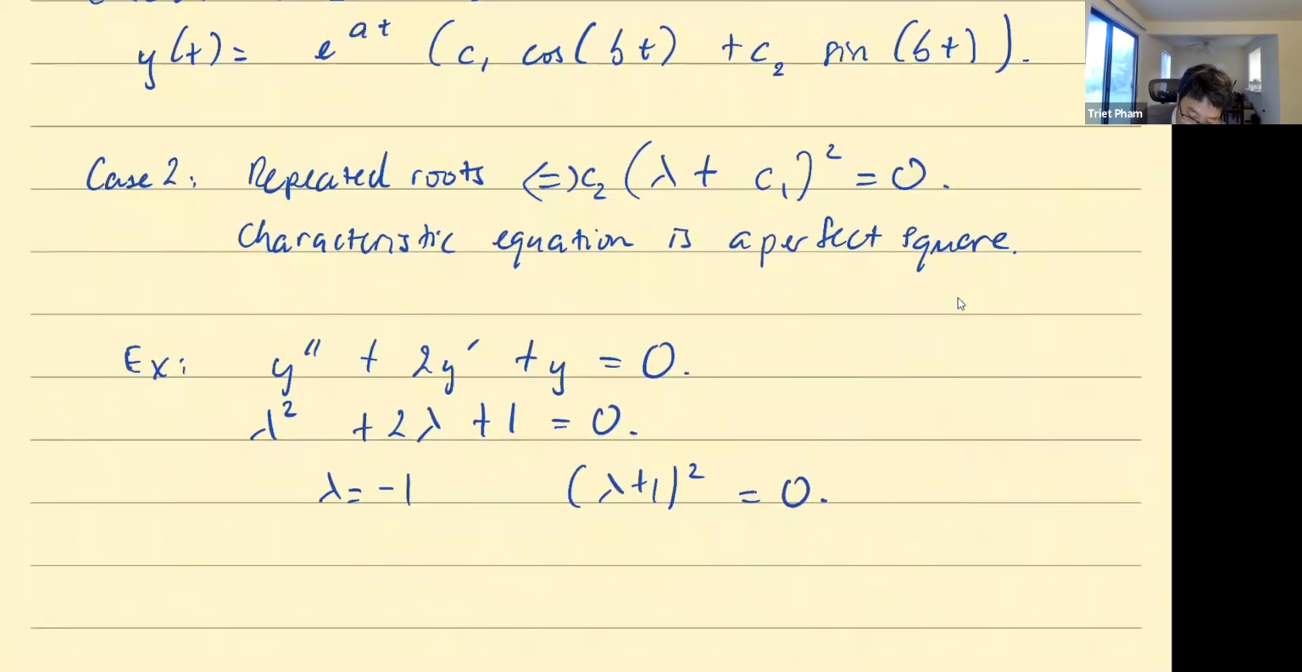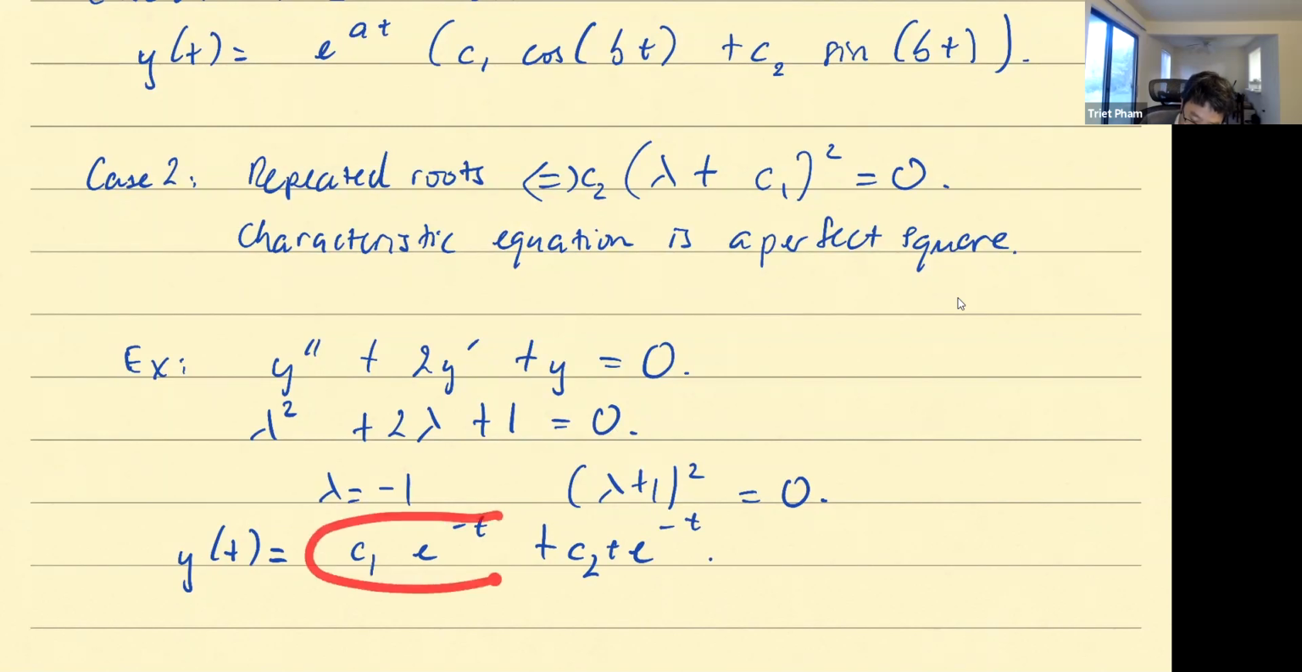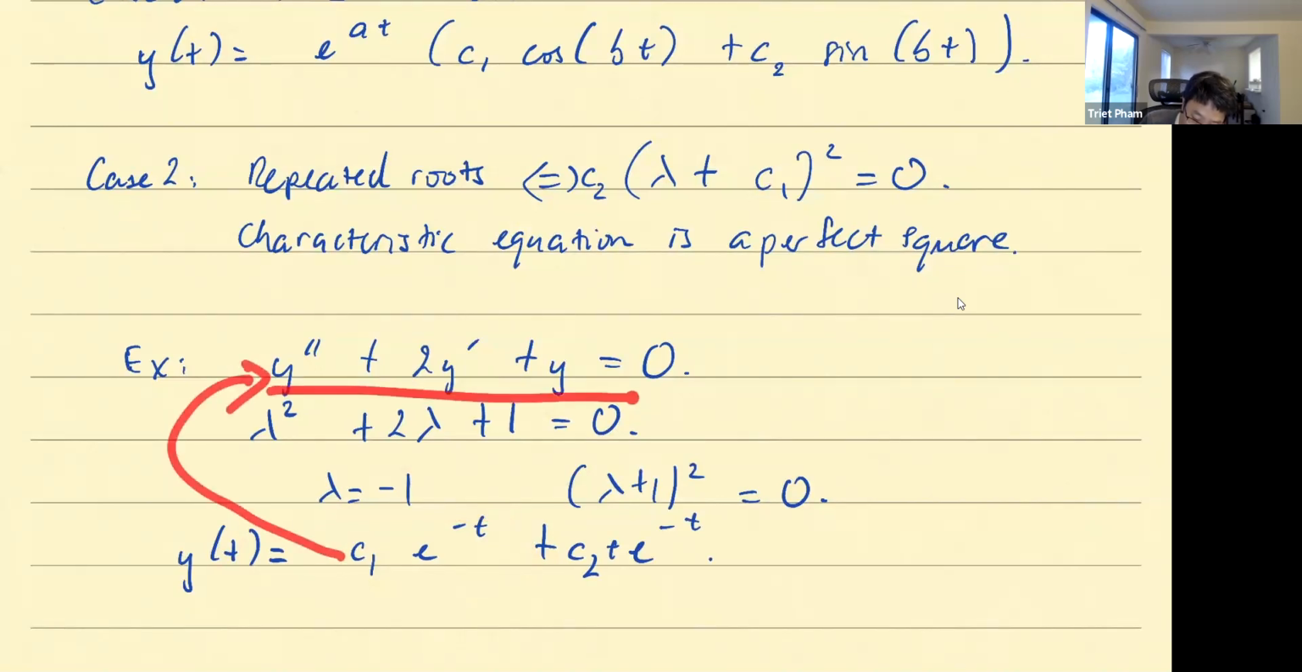So in that sense, I said the solution will be C1 e to the minus t plus C2 t e to the minus t. The first solution is nothing surprising, because when you plug this into the ODE, what you get is e to the minus t times this, and lambda equals -1 is exactly what makes this equal to 0. What I want to discuss is the multiplication by t.